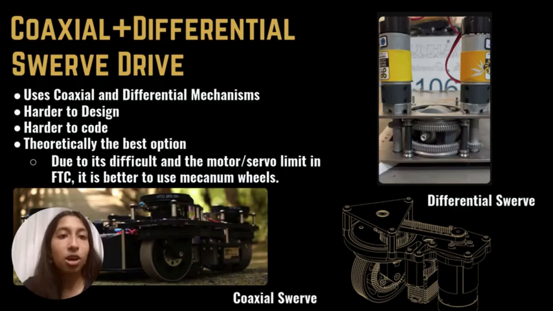Okay, so next we're going to look at the coaxial and differential swerve drives. So swerve drives are theoretically the best for providing the robot with steering because it has a lot more maneuverability. However, in practice, they're extremely difficult to design and code, and the FTC motor and servo limits make them a lot more impractical to build. That's why the Mecanum remains the go-to choice instead of these swerve drives, even though they're supposed to be better theoretically.